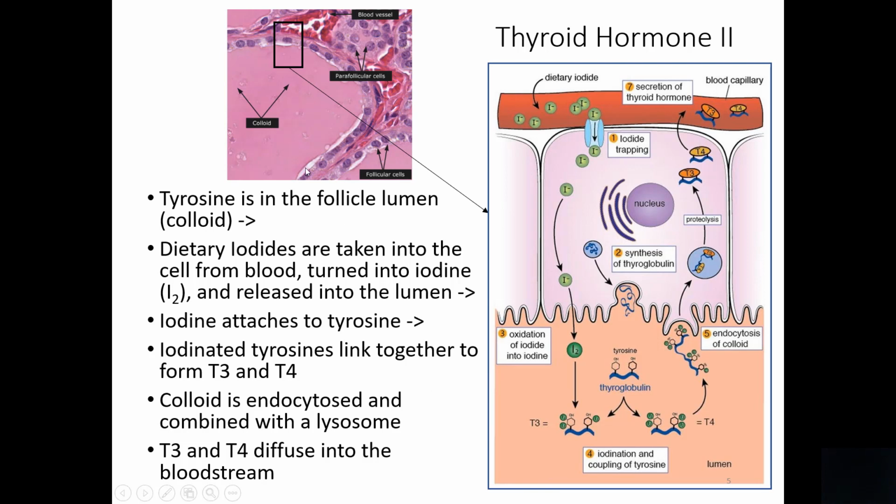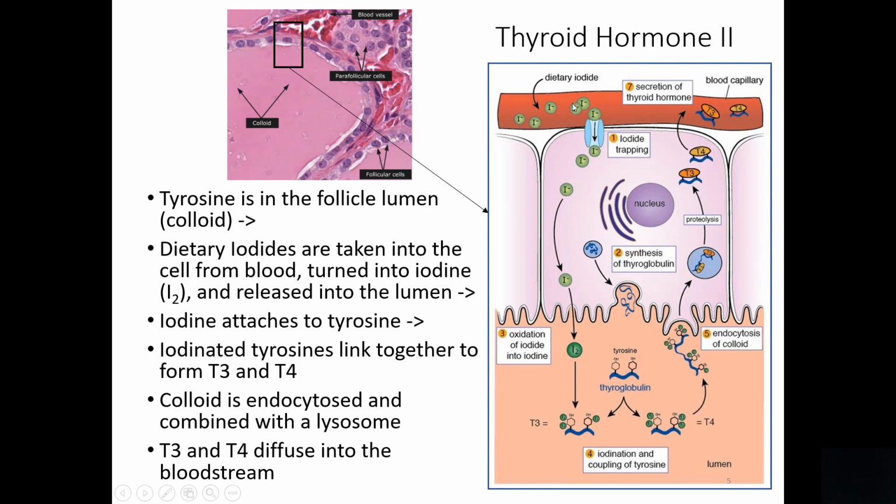So right here, again, that is your follicle filled with colloid. The cells surrounding the follicle are called follicle cells, and that is a blood vessel sitting very close to those follicle cells. The same picture you can see right here in your book. So that is a blood vessel. Those are follicle cells, one of them, and that is inside of the colloid, lumen. Okay, tyrosine is in the follicle lumen. Here it is, tyrosine attached to the long protein thyroglobulin.